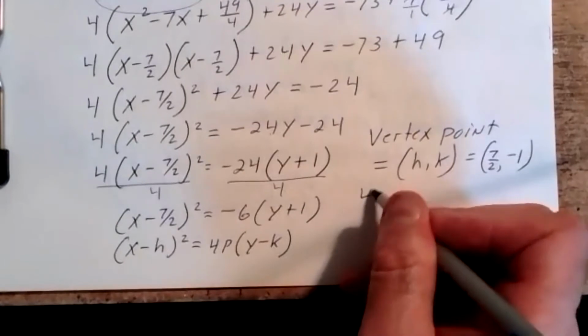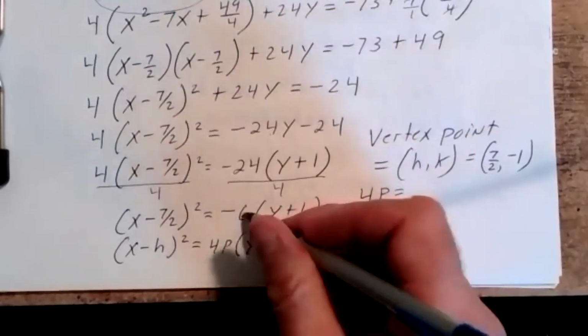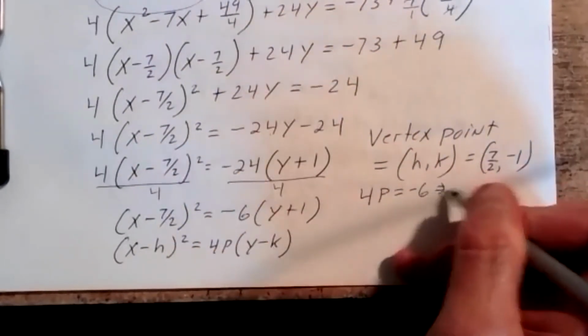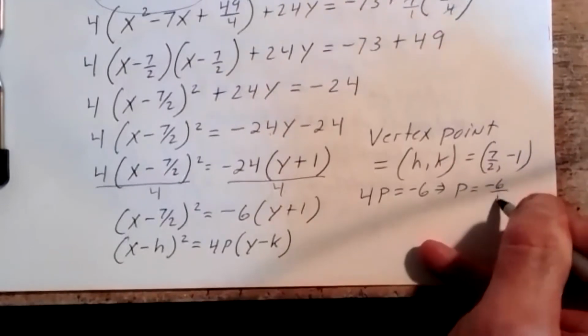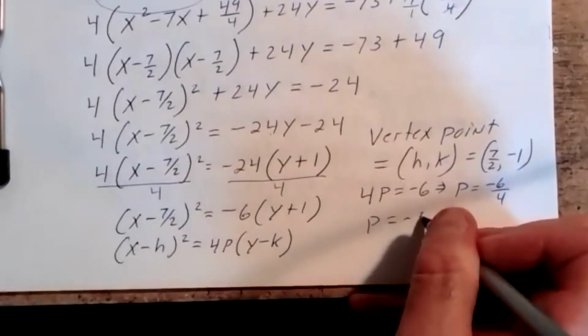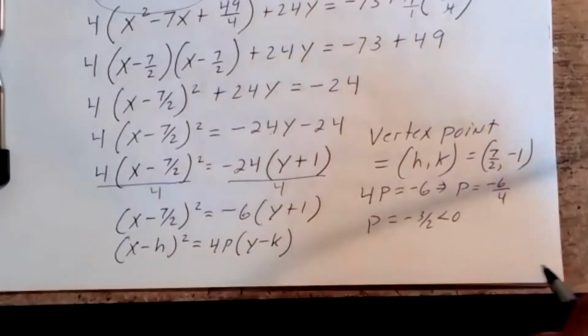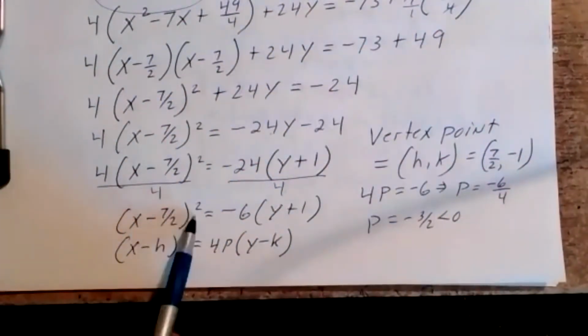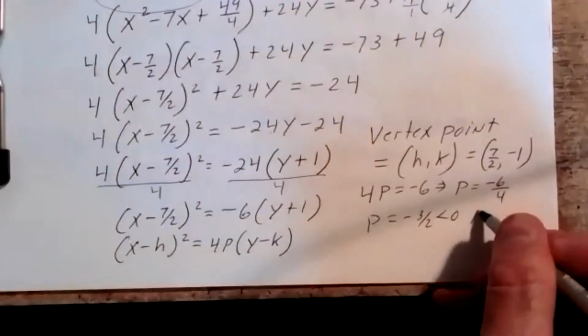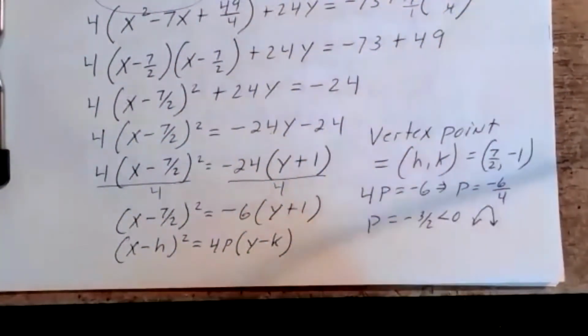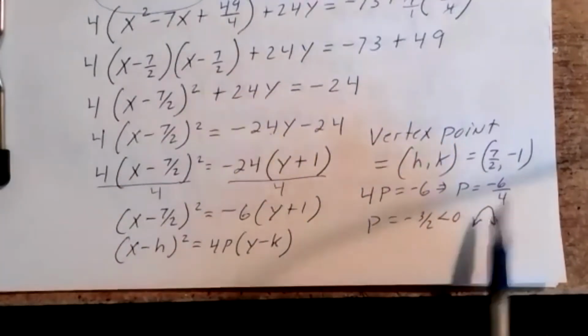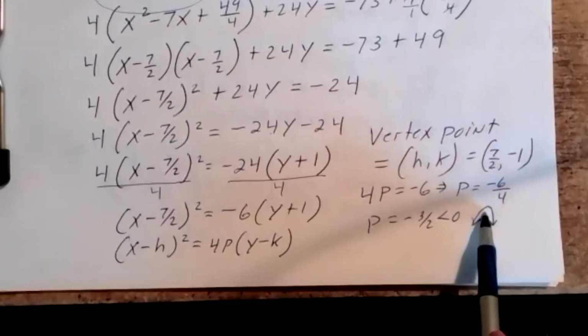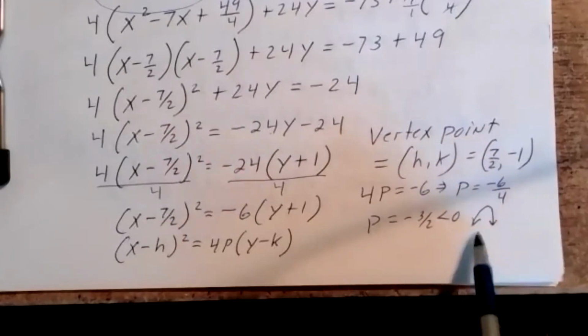What's p? Well, 4p is equal to -6, which implies that p is equal to -6/4, which implies that p is equal to -3/2, which being less than 0, this parabola would open what? Upward or downward? Downward. It would open downwards. Okay, so parabolic graphs can open downwards. So the vertex point (3.5, -1) would be rendered as a maximum point on the graph, the highest point on the graph.